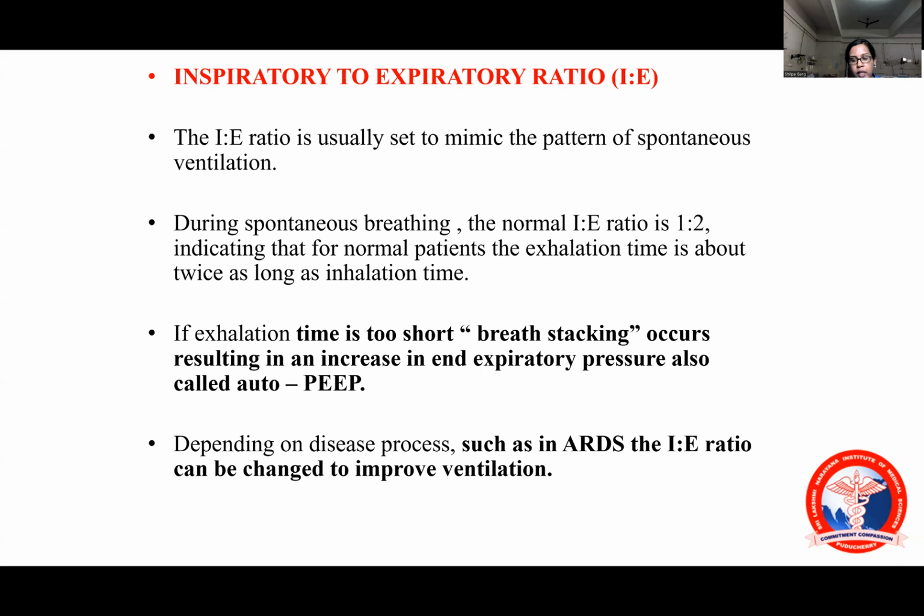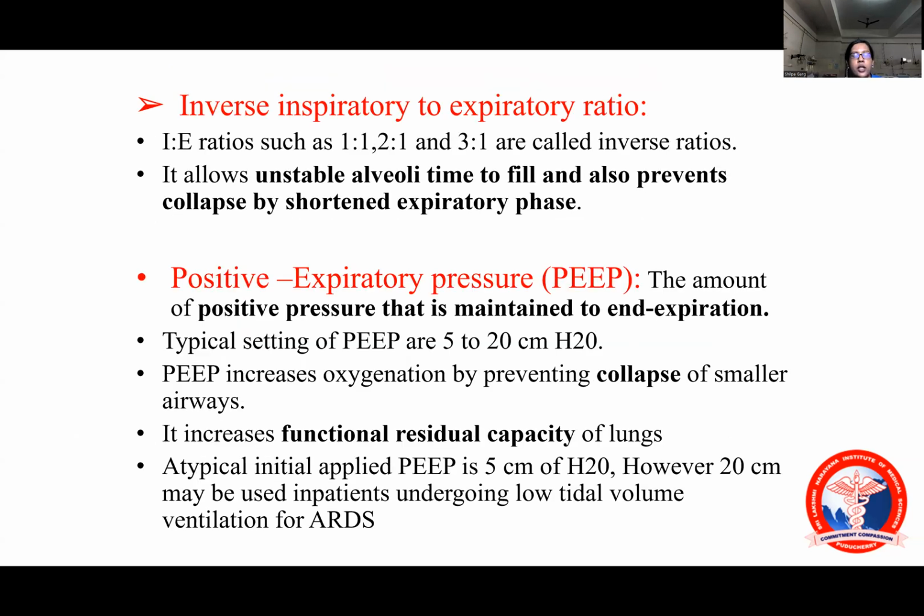It is called inverse ratio ventilation, wherein the inspiratory time can be increased more than the expiratory time, so that the time during inspiration is spent more and oxygenation improves. So here it is called inverse inspiratory to expiratory ratio. The normal inspiratory expiratory ratio is 1:2. If it is reversed, if the inspiratory time is more than the expiratory time, as in 1:1 or 2:1 or 3:1, then it is called inverse ratio ventilation. Most commonly we use it as part and parcel of ARDS management. It also prevents atelectasis.